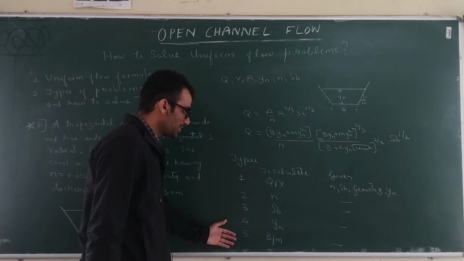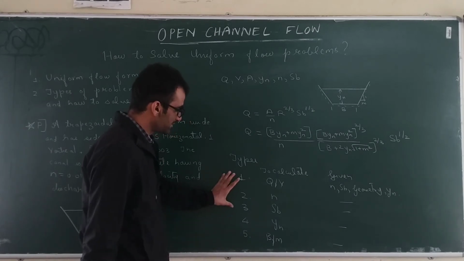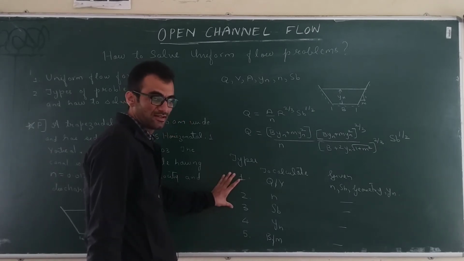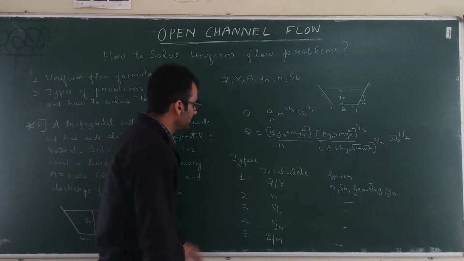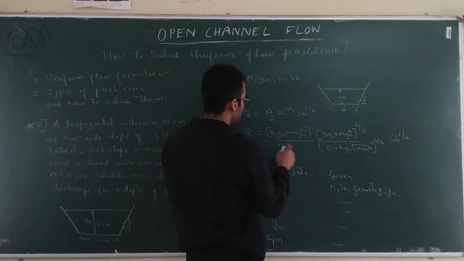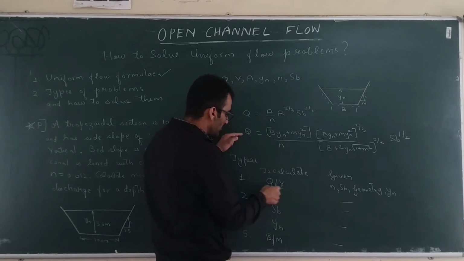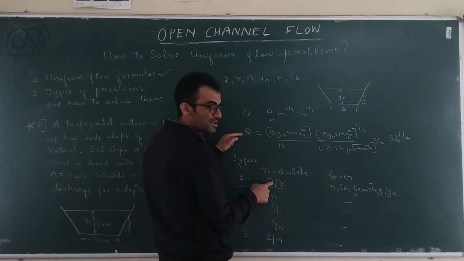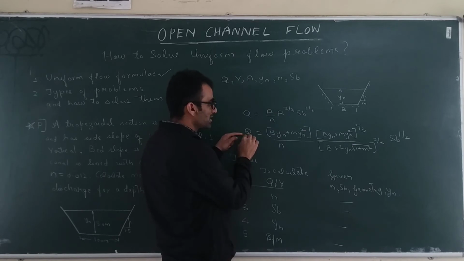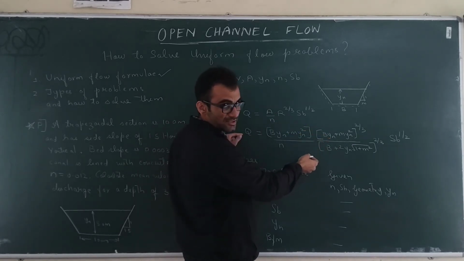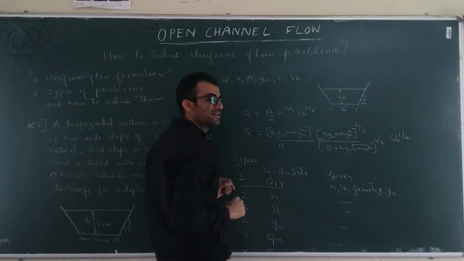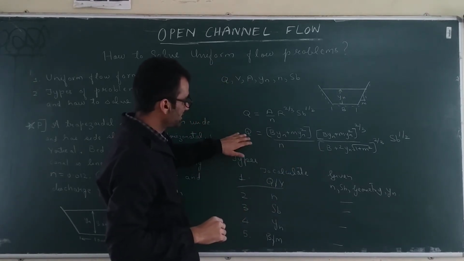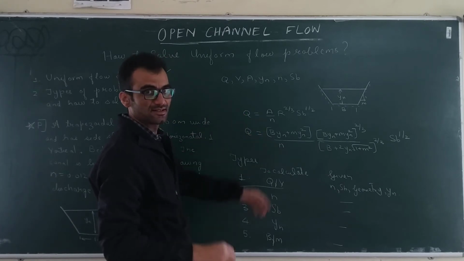So in the 5 types of problems, the first 3 types are very simple. Why? Because these are explicit equations. See, in this equation, if you want to calculate, suppose first type, discharge or velocity, it's very simple because Q is on the left hand side. Just put the values on the right hand side and get the answer, because this is an explicit equation in terms of Q. Q is expressed explicitly.